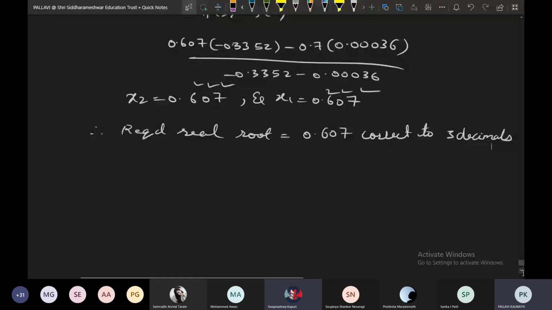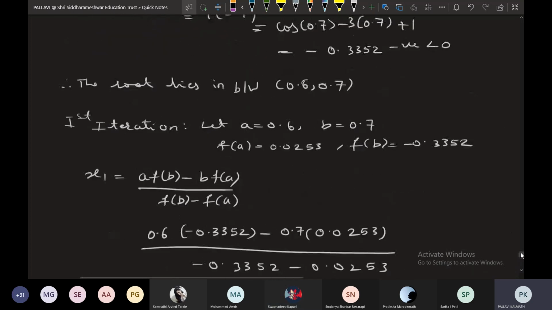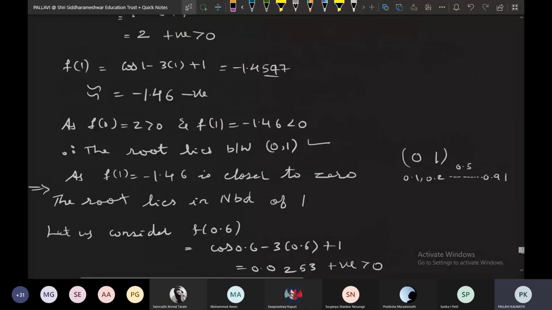Okay, can I ask next? Yes. How to tell if the root lies in the neighborhood of 0.5 to 0.91? In the neighborhood, no, for neighborhood. What we consider here: first you initially find two values, one positive and one negative value, 0 and 1.